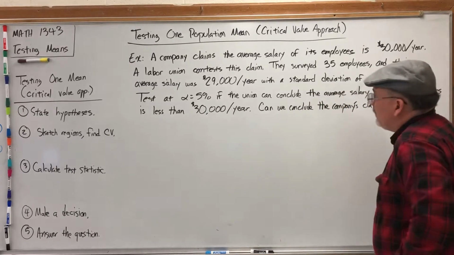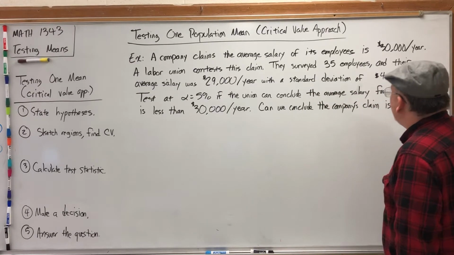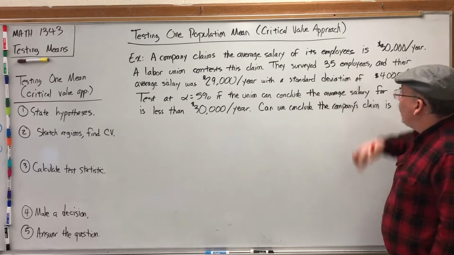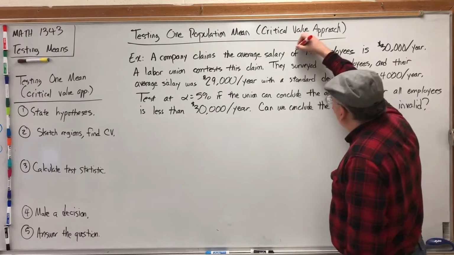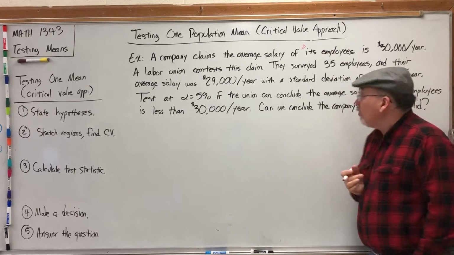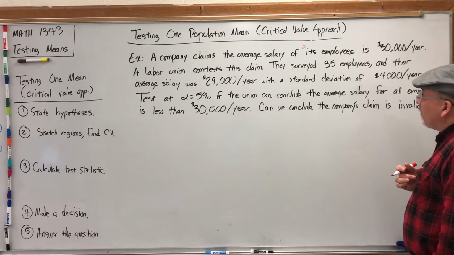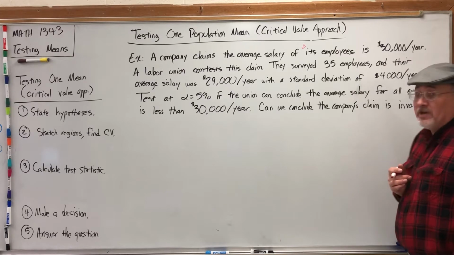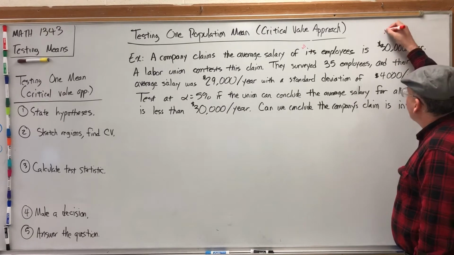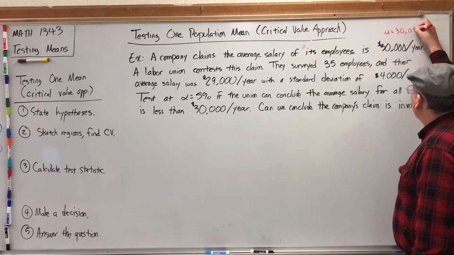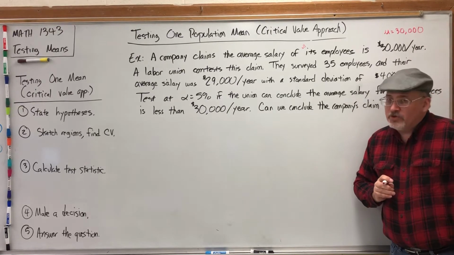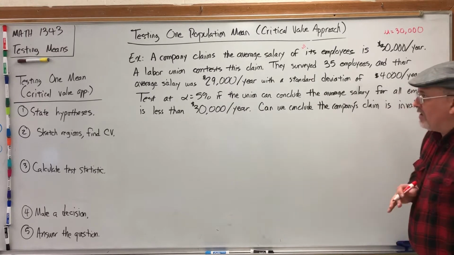The first sentence says a company claims the average salary of its employees is $30,000 per year. Since we're talking about the average of the employees, and it doesn't say the word all, but I'm going to sneak it in here to emphasize that they're making a claim about the entire population of employees, then the variable for population average or population mean is mu, and the company is claiming that it's equal to $30,000. So they are claiming mu equals $30,000. But this is a claim about a population, and therefore this is a hypothesis. Which one is it? Well, we'll talk about that when we do step 1.